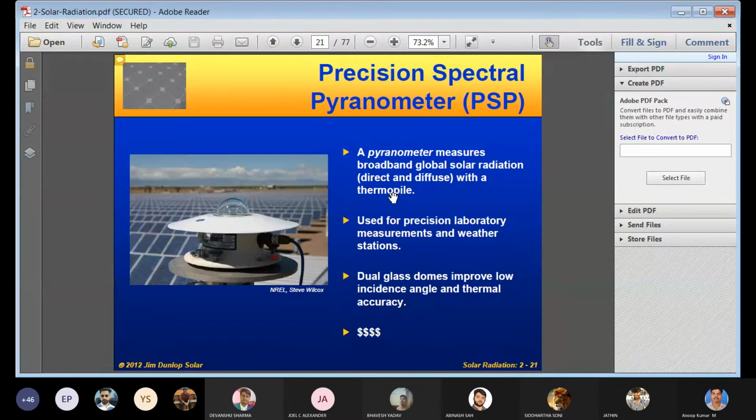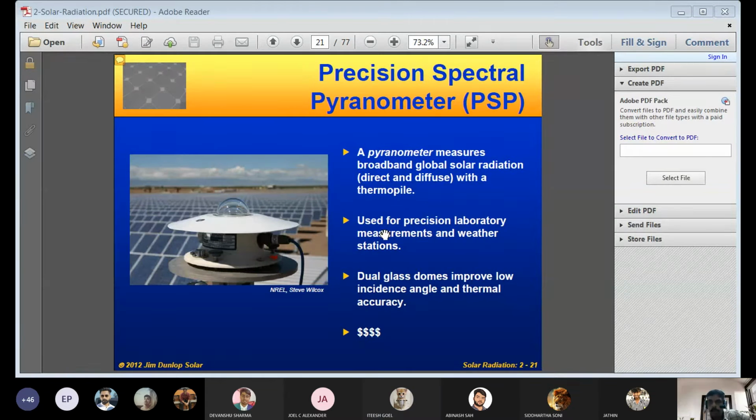Thermocouple, have you heard of? No, sir. You haven't heard of thermocouple? Nobody. Thermocouple is a subject matter in physics plus 2.